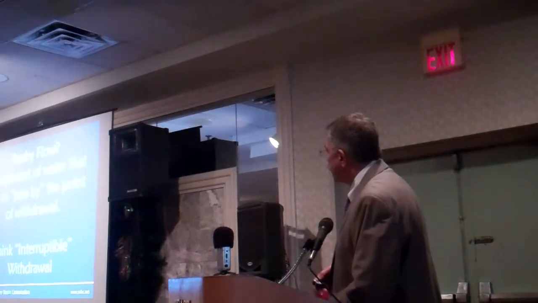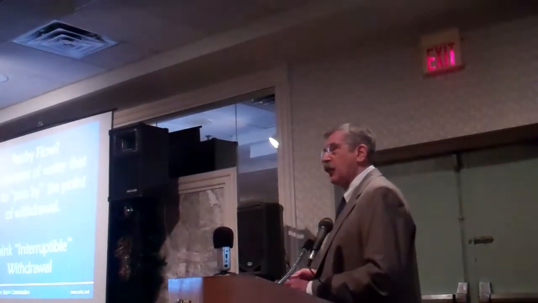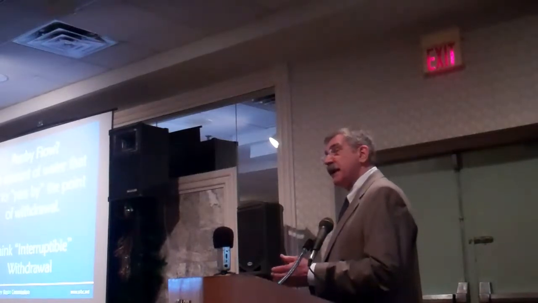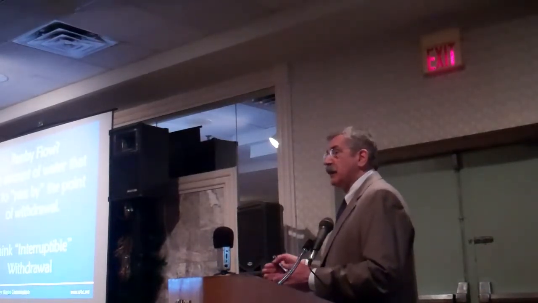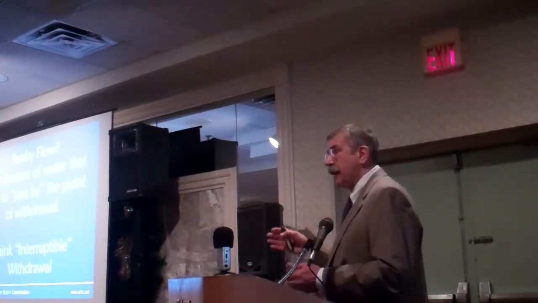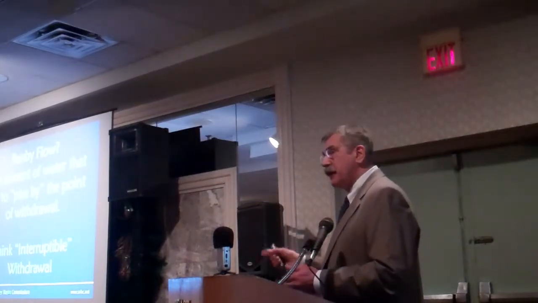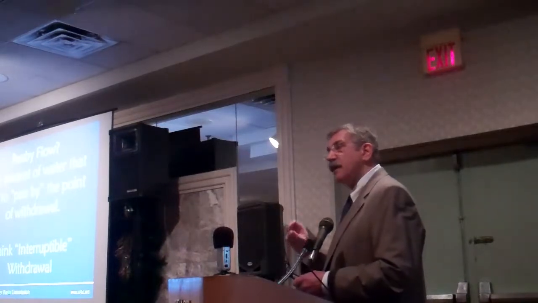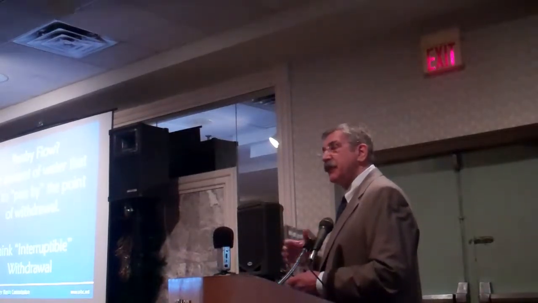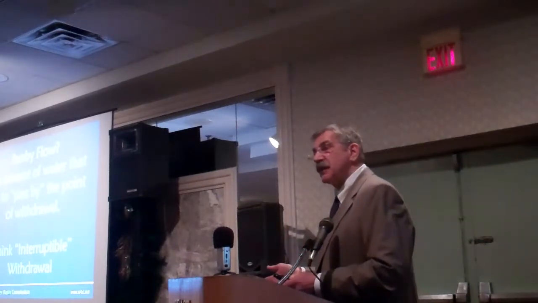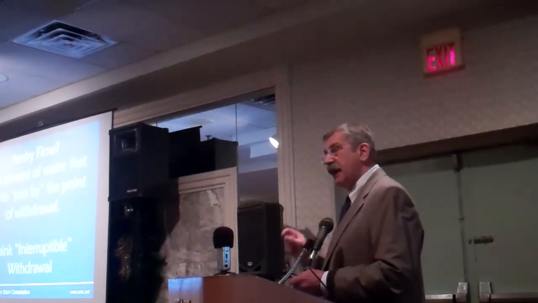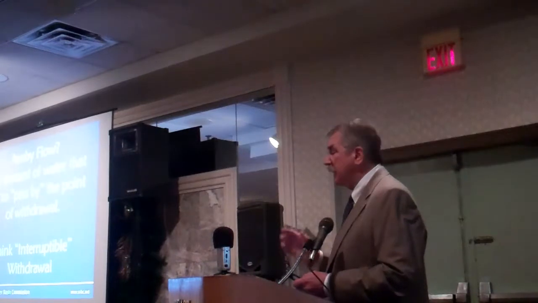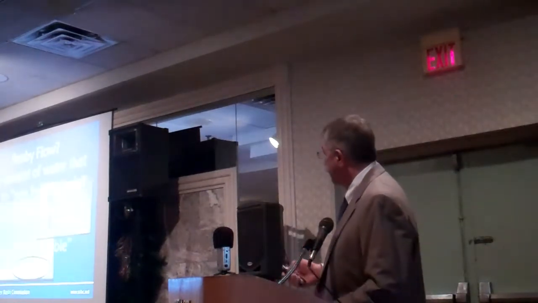Again, with respect to pass-by, think interruptible withdrawals. When the flows get low, people have to stop withdrawing. They can't come back on the stream until it rains again and stream flows come back up past that trigger number, then they can resume withdrawing. They can never withdraw more than their docket allows. So even if there's a flood going on, if they're permitted for 500,000 gallons per day, they can only take 500,000 gallons per day. It's spelled out in the document.